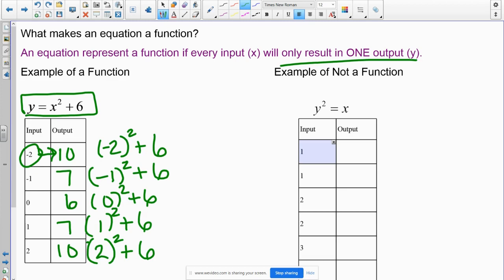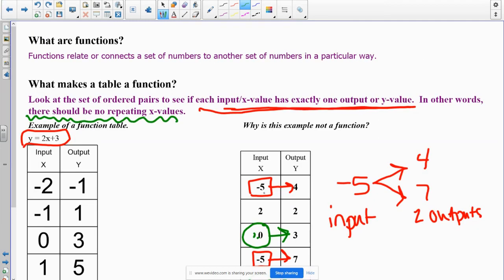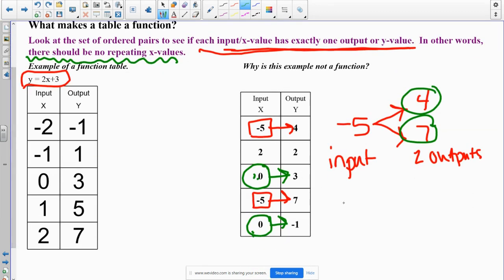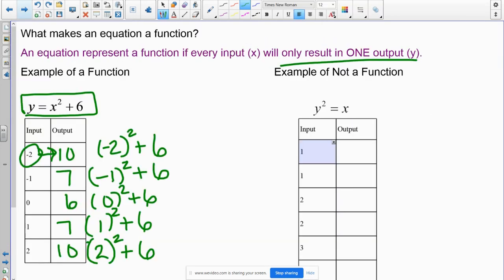If you go back to the table back here, the input of -5 had 2 outputs, 4 and 7. The input of 0 had 2 outputs of 3 and -1. So going back to this equation, this is an example of a function because every time I put an input in, I got one and only one output.